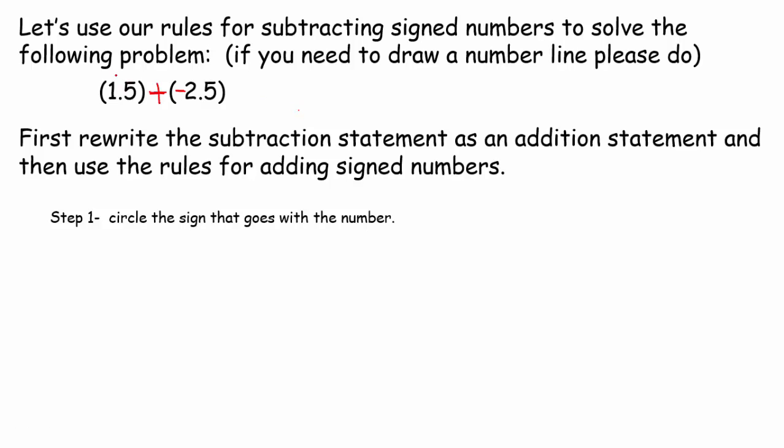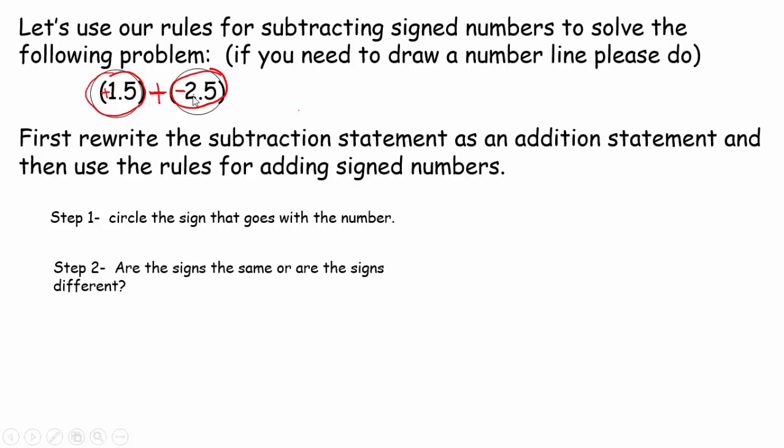We're going to circle the sign that goes with the number. So I'm going to circle that one. No sign in front, so I'm like, oh, that must be a positive. Circle the sign right in front of that number. Are those signs the same or are those signs different? That's the next thing you need to ask yourself. Those signs are actually different. One's positive, the other's negative, so we need to find the difference.